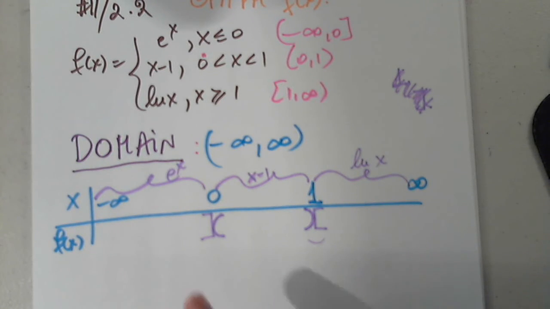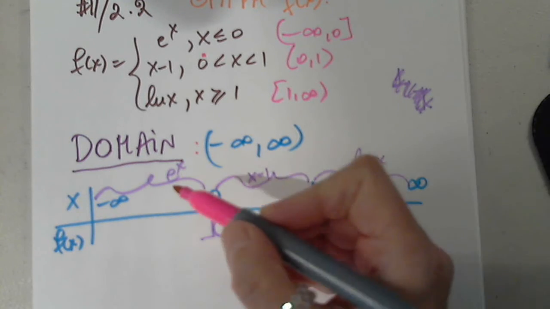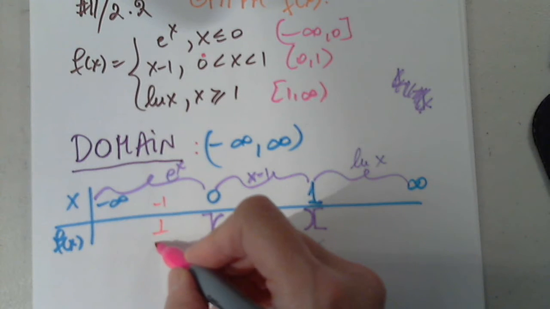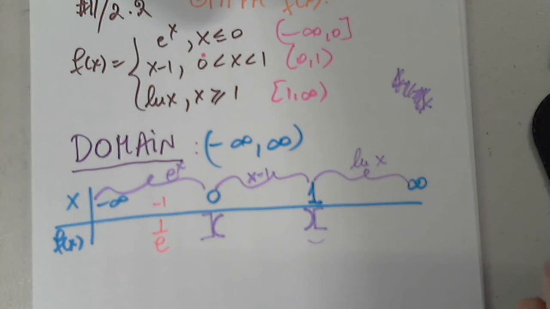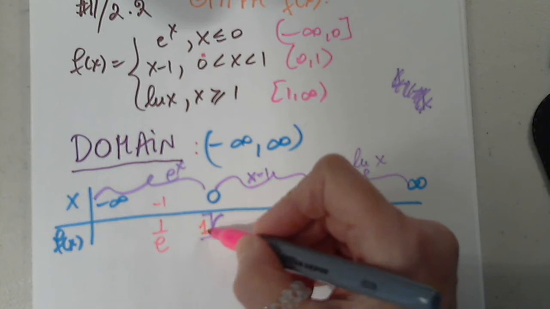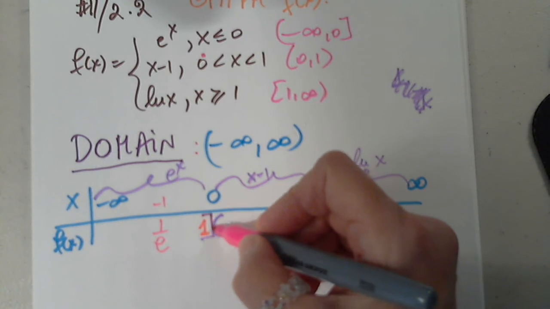So for e to the x, I'm going to plug in -1. It's an ugly number. It's 1 over e. I have no idea what that means. 1 divided by roughly 3. Ugly number to plot, but it is what it is. When I plug in 0, I get 1, and 1 is placed inside the bracket.